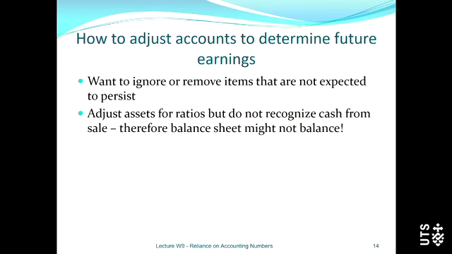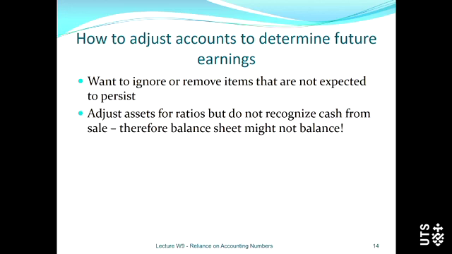Number one adjustment we want to make, and I mentioned this before, is remove any non-persistent items, right? And I mentioned the case of Coca-Cola Amatil with the restructuring costs. These restructuring costs are not persistent. It's not something that we will see year on year. So we will definitely adjust for them by excluding them from the earnings we're using for our analysis.